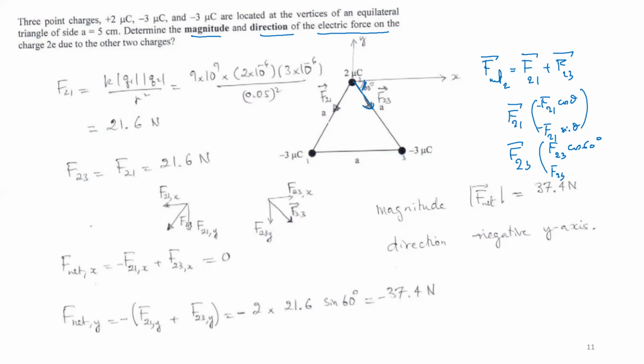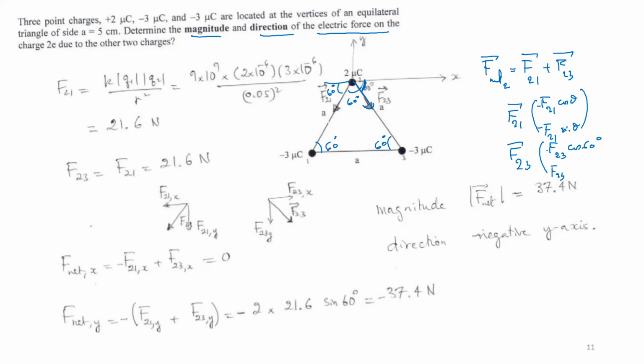So this angle will be 60 degrees because this is an equilateral triangle. So 60, 60, 60. So this angle here is 60 degrees, of course. And of course, this theta is 60 degrees. This angle also is 60 degrees.